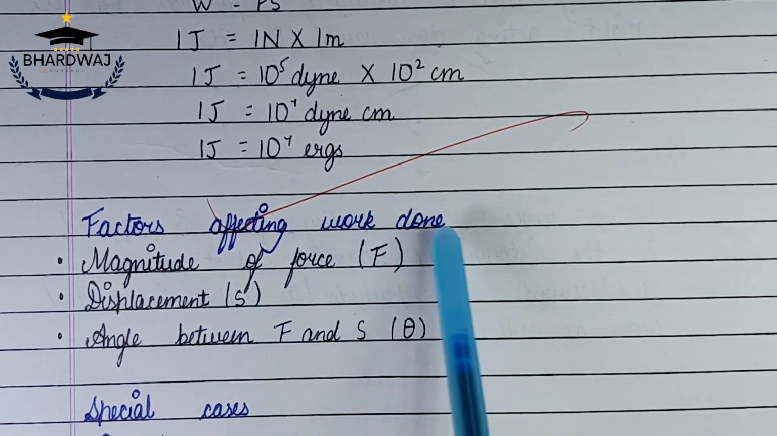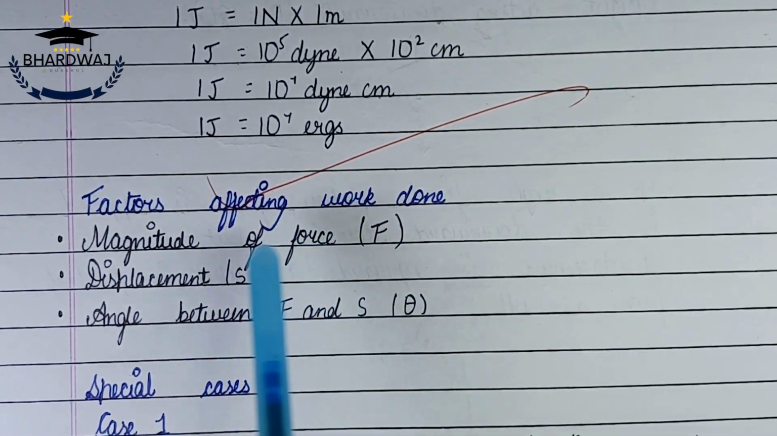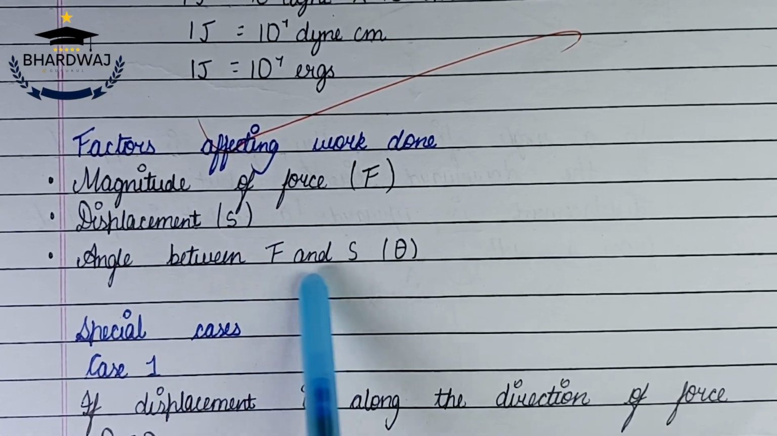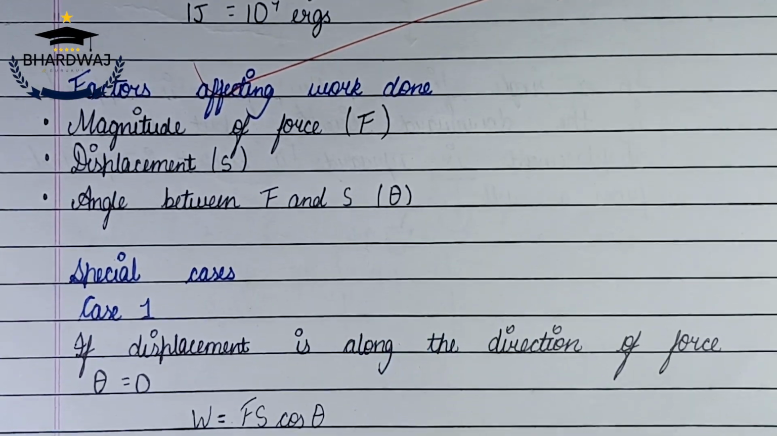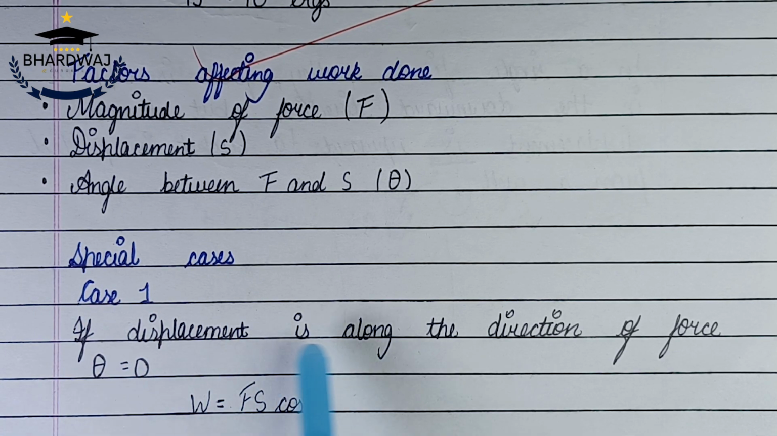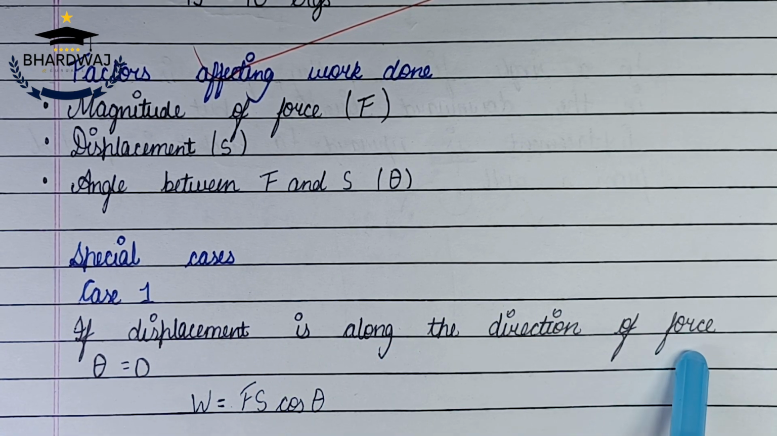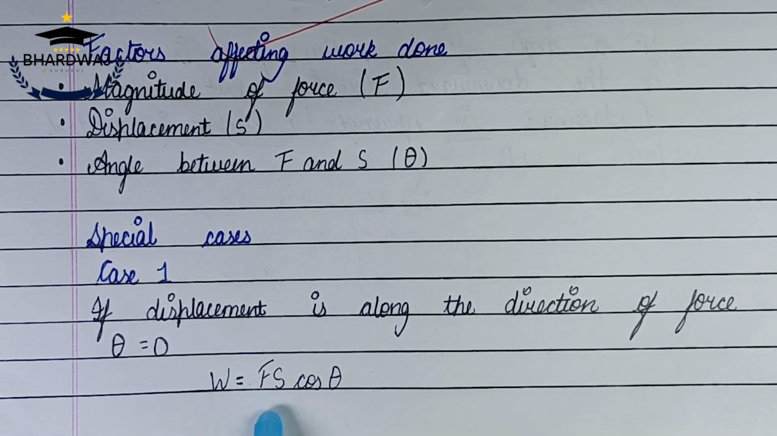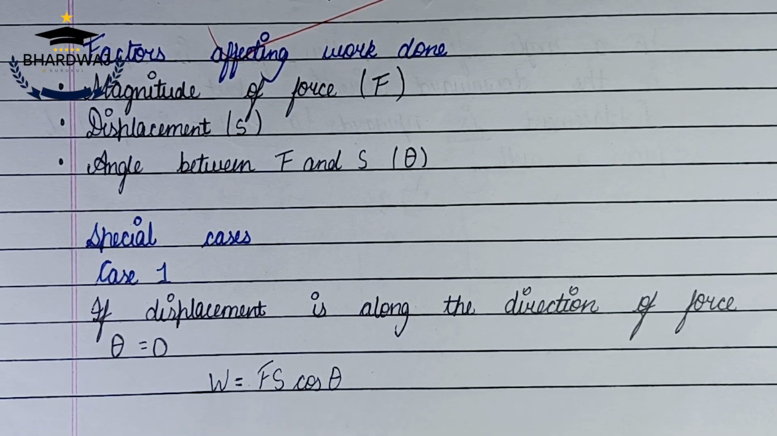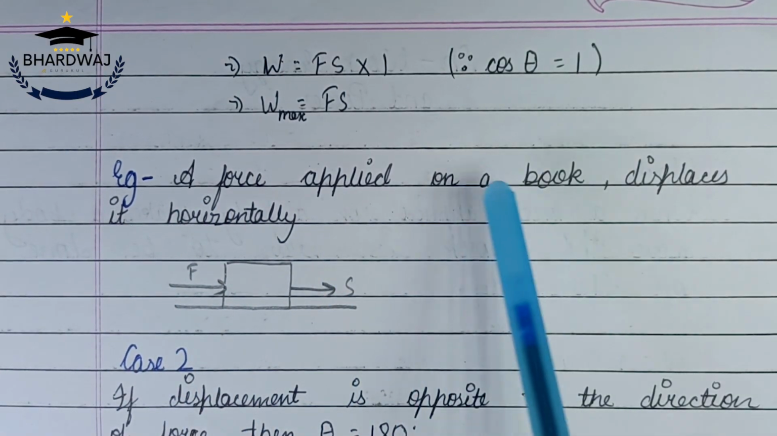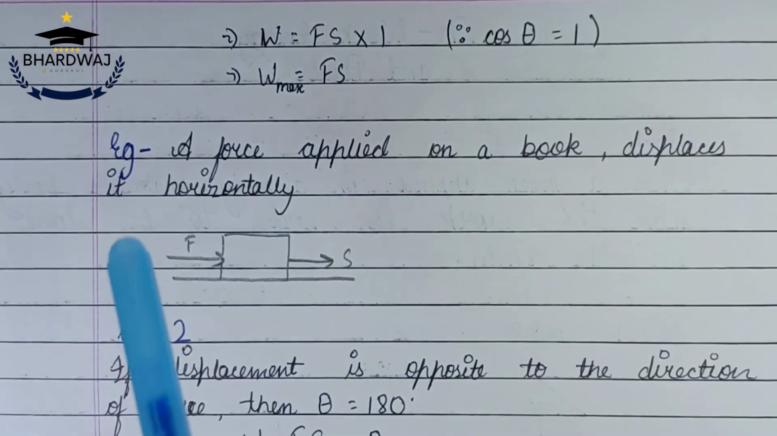Factors affecting work done: magnitude of force, that is F, displacement S, and the angle between F and S, that is theta. Special cases. Case 1: If displacement is along the direction of force, that is when theta is equal to 0, then work is equal to Fs cos theta and the work done will be maximum. Example: a force applied on a book displaces it horizontally.